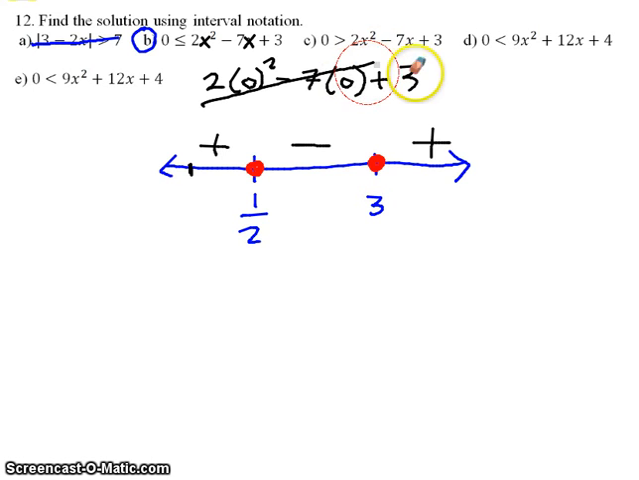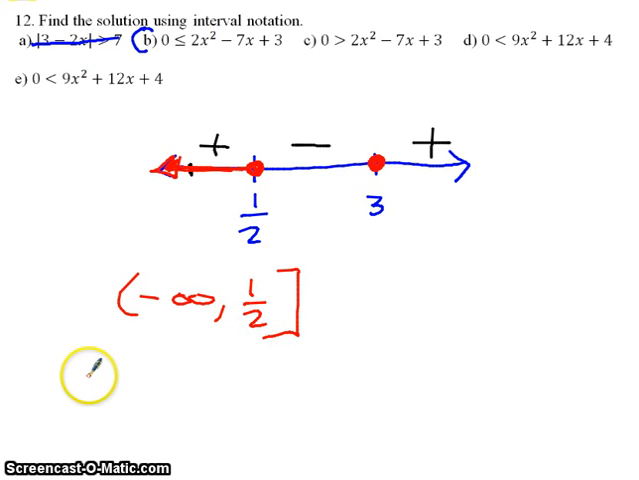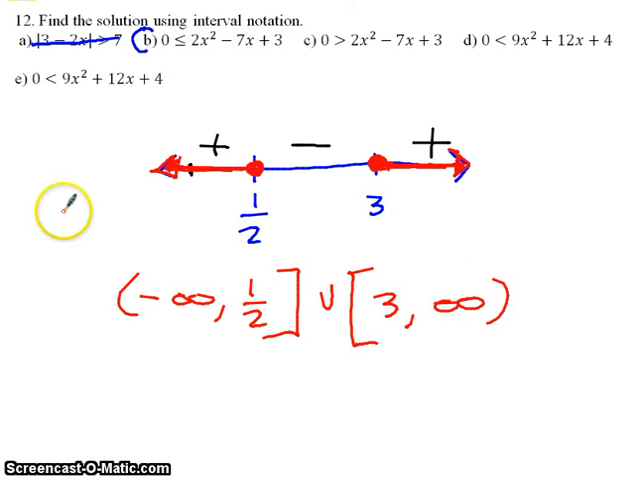So, going back to our problem for B, we want to figure out what are the x values that are going to result in greater than 0. We're talking about positive values. So anything that we plug in from negative infinity to 1/2 will result in a positive value. And then anything that we plug in from 3 to positive infinity will result in a positive value here. Okay.